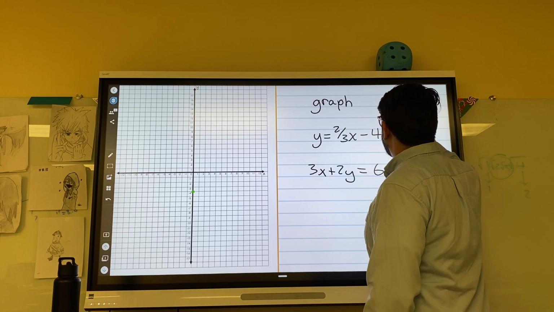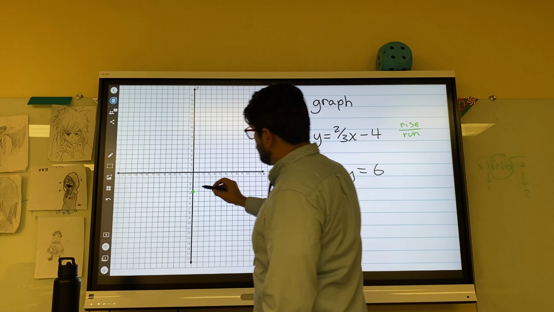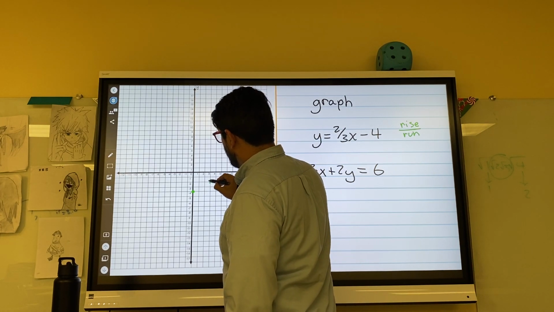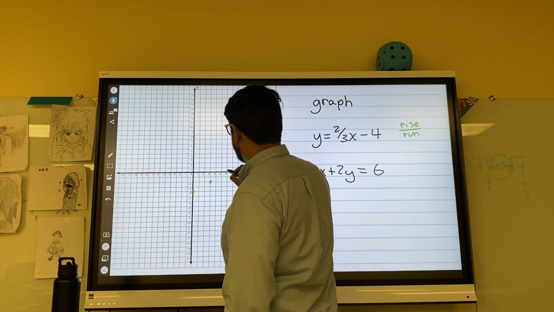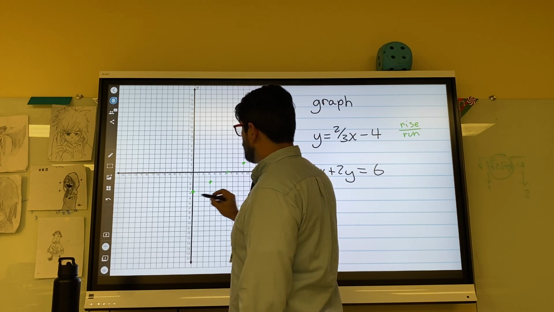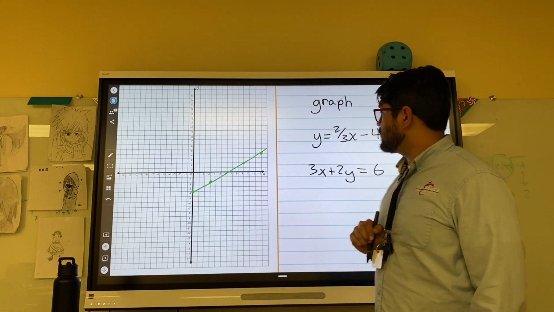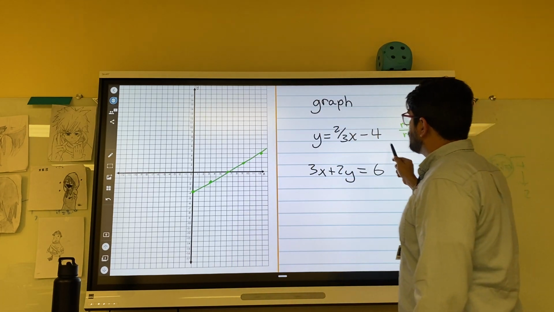Slope is written as rise over run. So we're going to rise 2 and run 3. And if I keep on doing it, I'll keep on running into points that are on this line. You only need 2 to really make this, but just so that I have a nice straight line, I did a couple extra. Okay, so that's how you would graph this one.